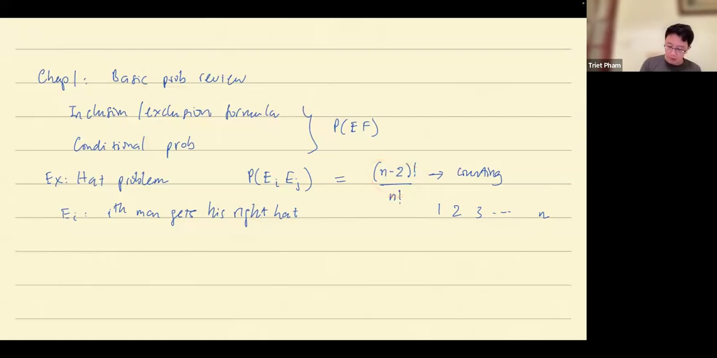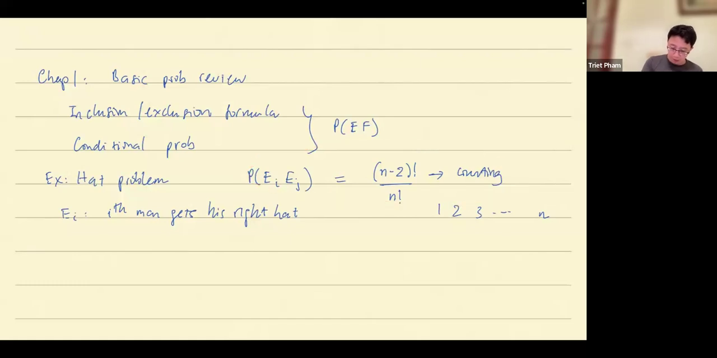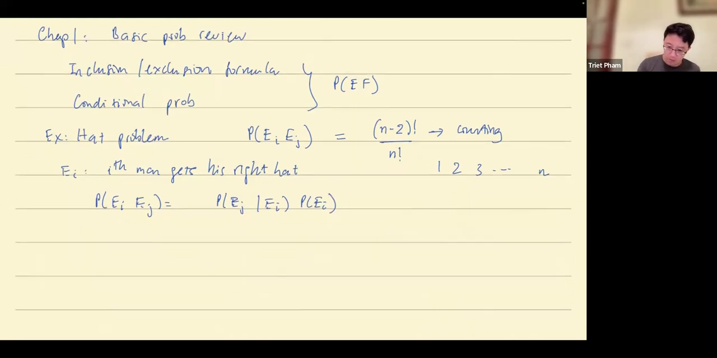Now I want to show you, first of all, notice this is exactly a joint. This is an intersection probability. So of course we did it by counting, but we can also do it by conditioning as follows. Of course, the probability of one man getting his right hat is 1 over n.